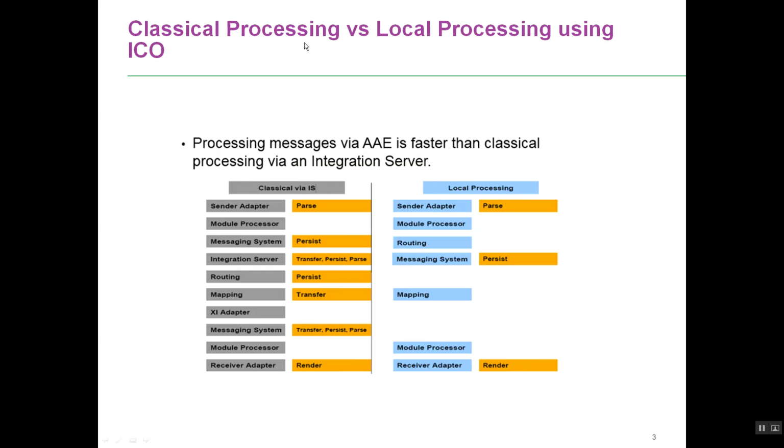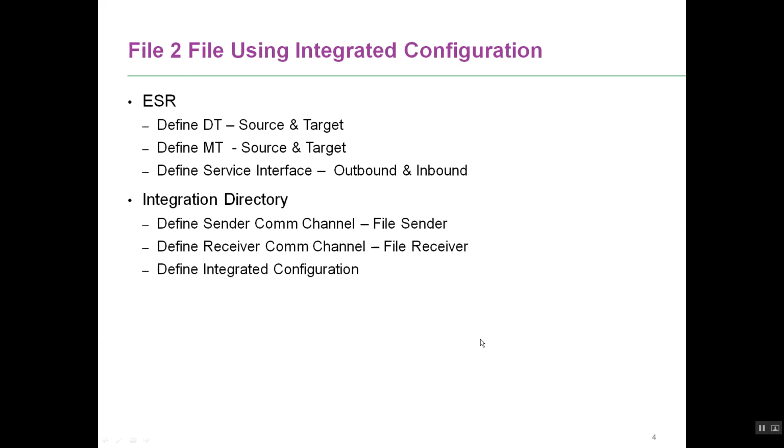What are the advantages of classic processing versus local processing? We've already touched upon this very quickly. In classical processing, your message will go through the adapter engine and through the integration engine. Basically, your message gets processed through both the ABAP stack and the Java stack. That means many pipeline steps get executed, which are all internal steps of PI, as a result of which there were certain performance issues. When you look at the advanced adapter engine, when you're doing local processing via integrated configuration, the number of steps getting executed was reduced by SAP, as a result of which the message processing was much faster.